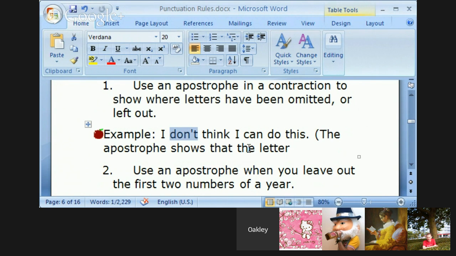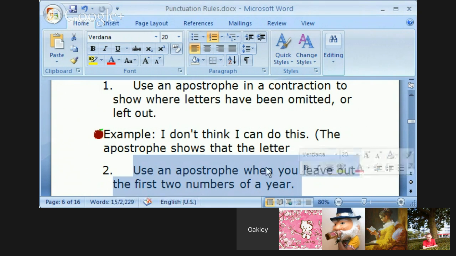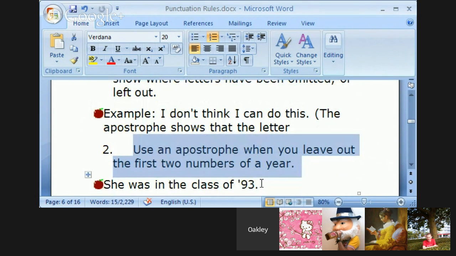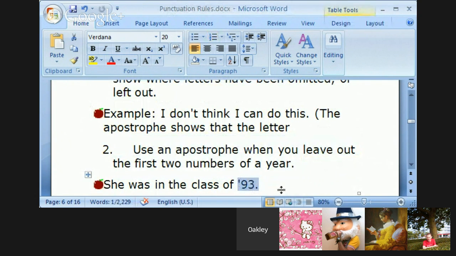Common use. You also are going to use an apostrophe when you leave out the first two numbers of a year. For example, she was in the class of '93. When we speak it, you don't need to say she was in the class of 1993. You just say '93 when we're speaking it. This is actually very common.